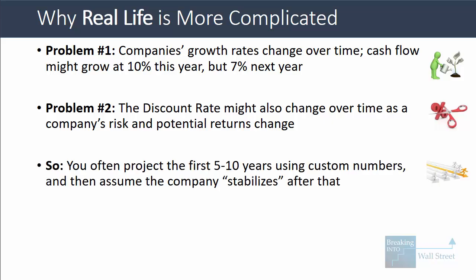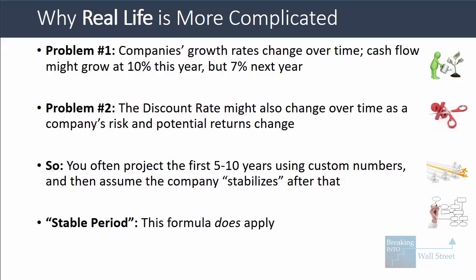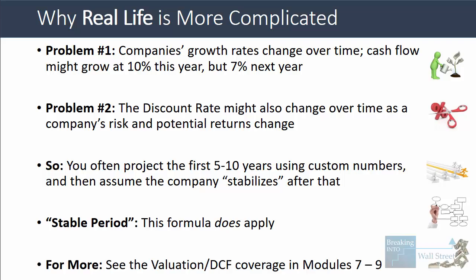So you have to factor in both of these, and that's why you can't quite rely on just this formula. You often project the first 5 to 10 years of a large public company using custom numbers that you create. You come up with your own estimates for their cash flow and growth rates and discount rates, and then you assume the company stabilizes after that. Now, in this stable period, also known as the terminal period, the formula I just showed you does apply, but before that, you can't quite use it, and you have to come up with the company's present value of cash flows manually yourself.